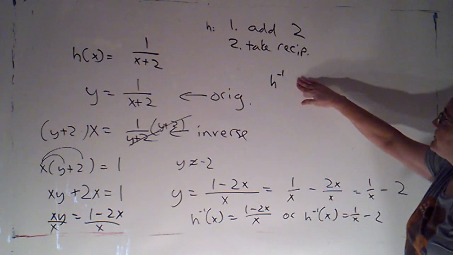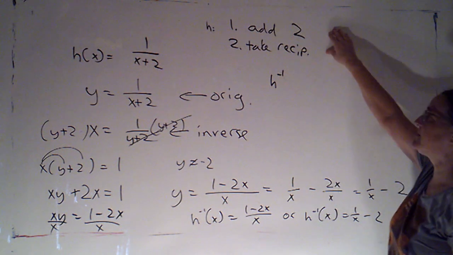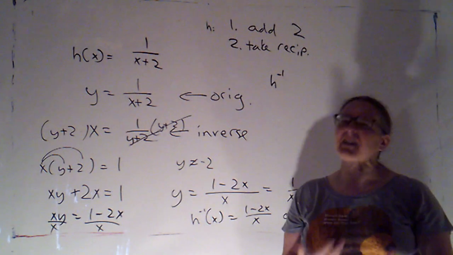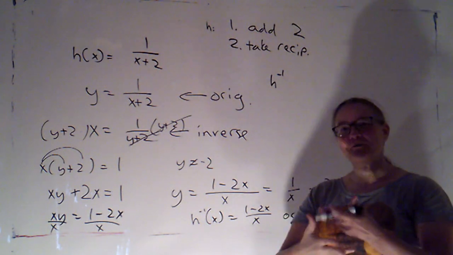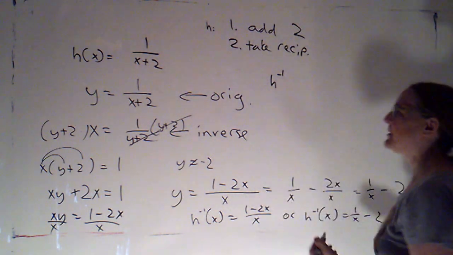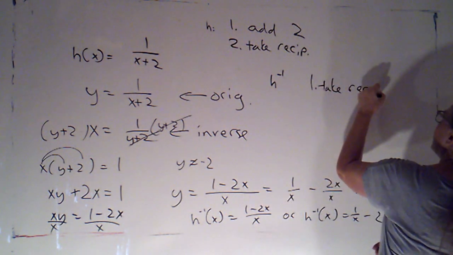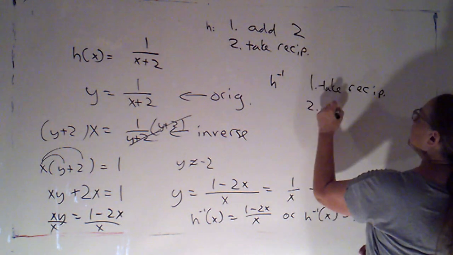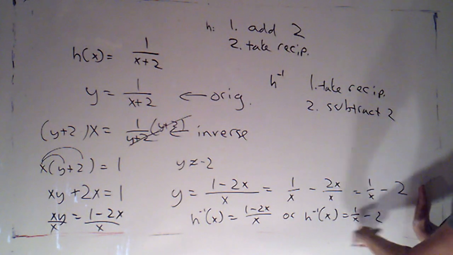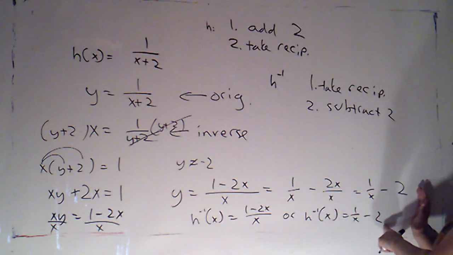Okay, h inverse, if I want to do the opposite things in the opposite order, well, the opposite of taking the reciprocal is actually taking the reciprocal. Taking the reciprocal twice undoes taking the reciprocal. So I would take the reciprocal, and then to undo adding 2, I would subtract 2. Notice that's exactly what this form gives us. We took the reciprocal, and then we subtracted 2.